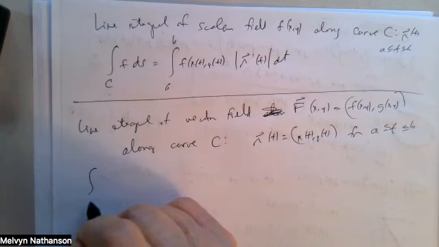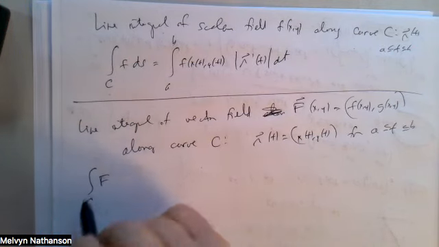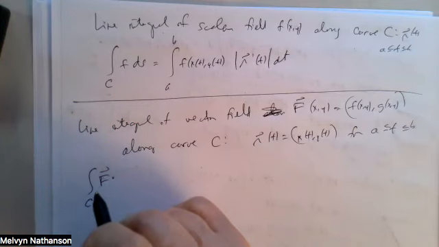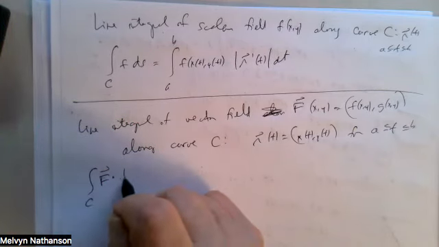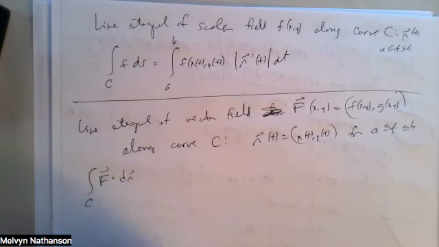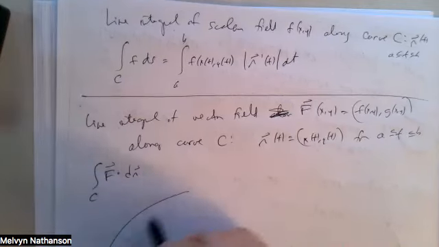We're going to use this notation, the integral along the curve C of F dot dr. So this is defined... so what is this going to mean? We can do this in 2 dimensions or 3 dimensions. And so here we have our curve C.